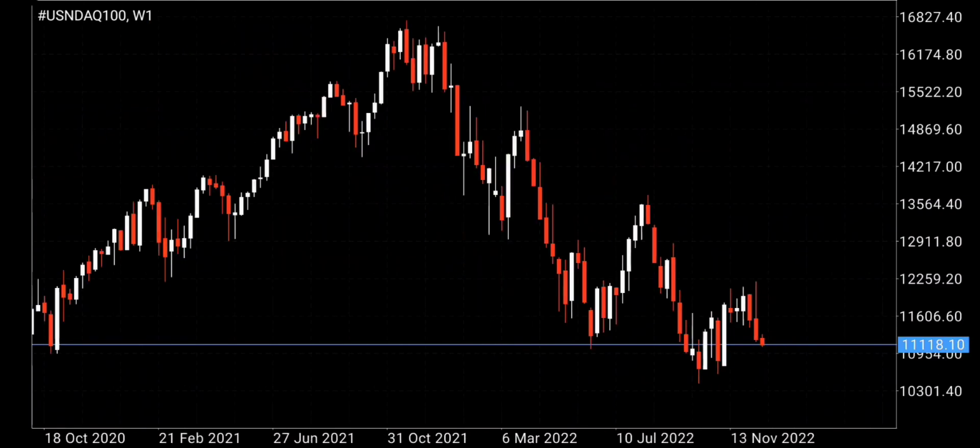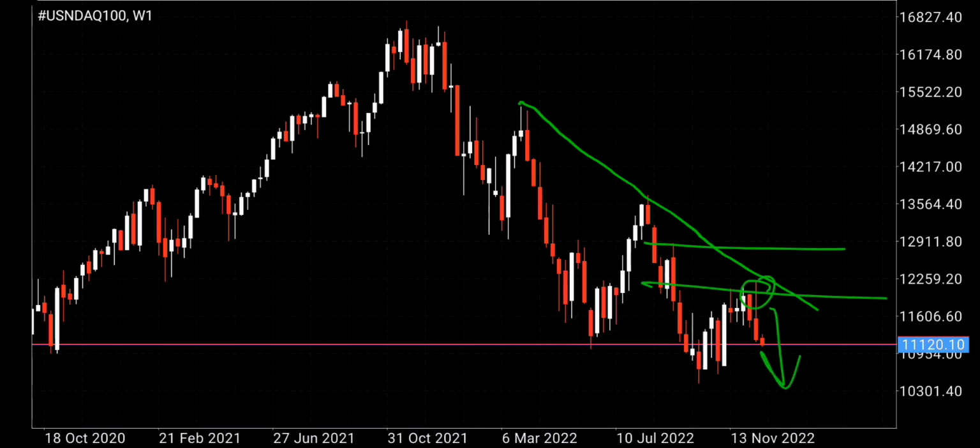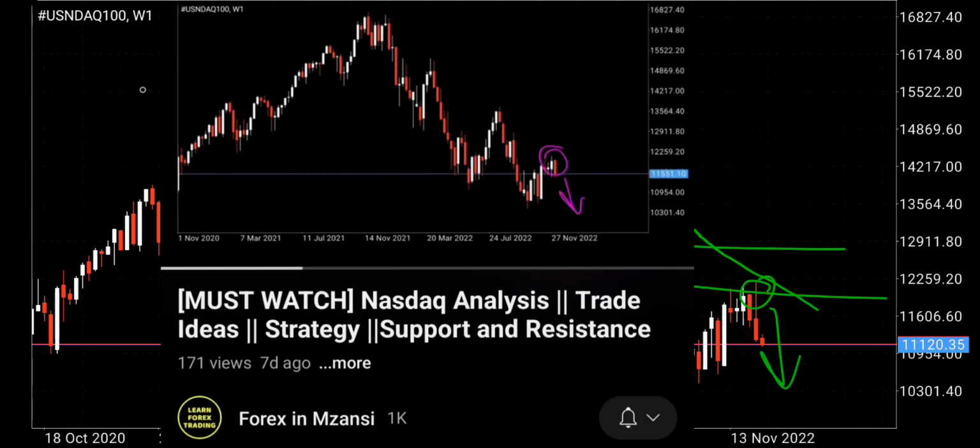Then we moved on to the weekly chart, and the weekly chart also said the same thing. The weekly chart simply says we are bearish. We have this as our bearish trend line. We have this as our resistance. It's being hit, and it's the same thing. See the rejection.